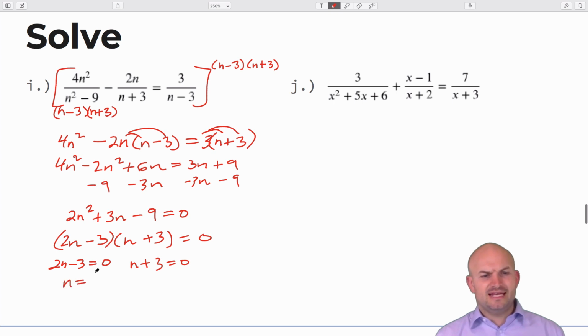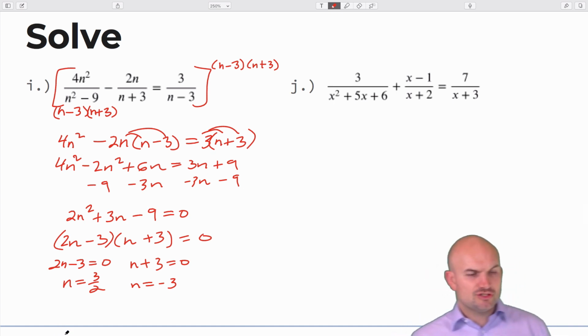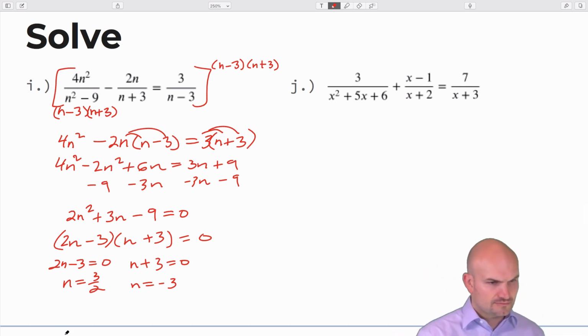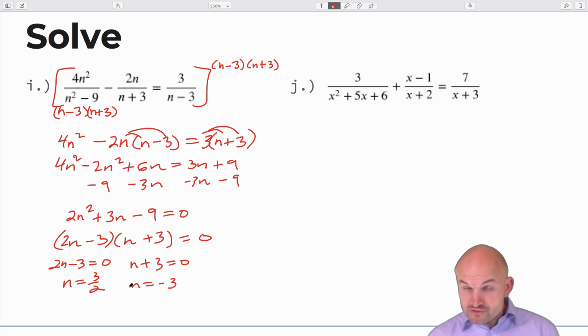And then I can see n equals 3/2, and n is equal to -3. So therefore, now let's go and check our solutions, make sure that they both work. However, when I plug -3 back into this equation, you can see it's going to make this fraction 0. So therefore, that is extraneous. And there's only one solution, positive 3/2.